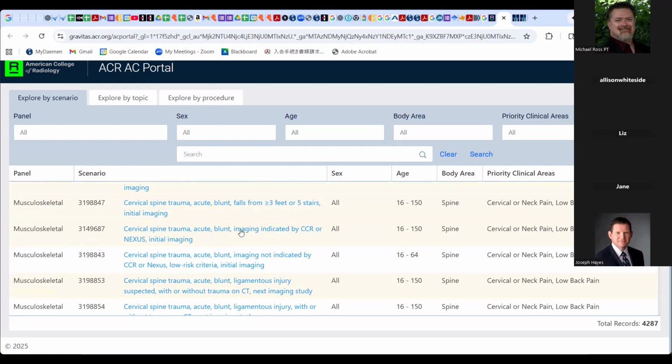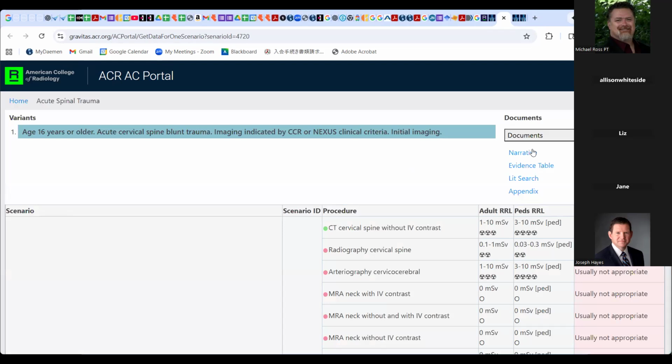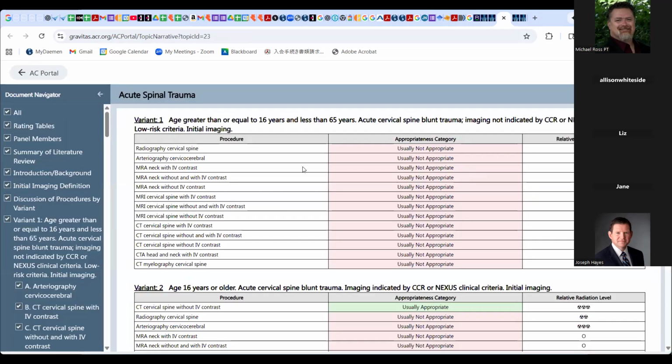So if you click on this button here, you're going to get all kinds of good stuff. And you want to look at the narrative table. Do folks see this? If someone could just unmute themselves and see if they can see this variant 1. Can you guys see that? Allison, I think you're unmuted if you're out there. Yes, we can see it.